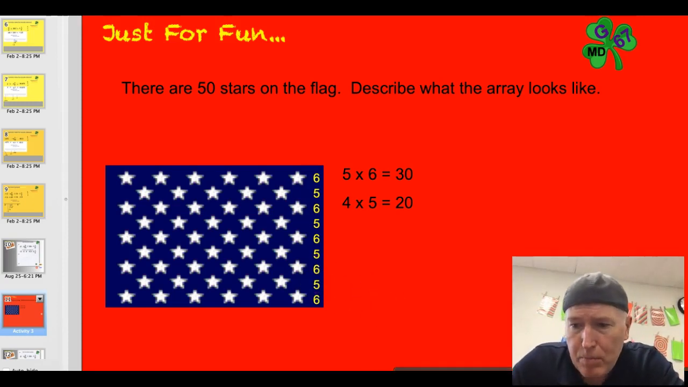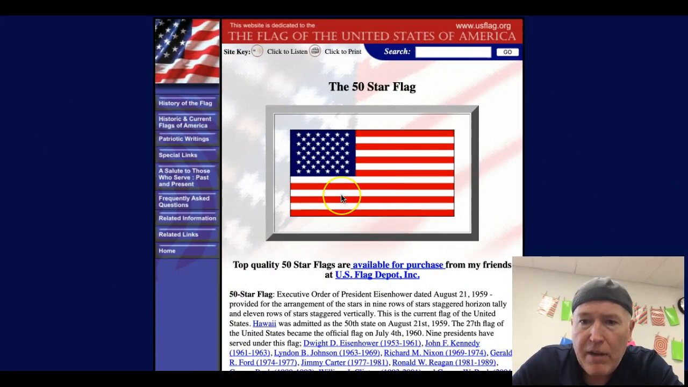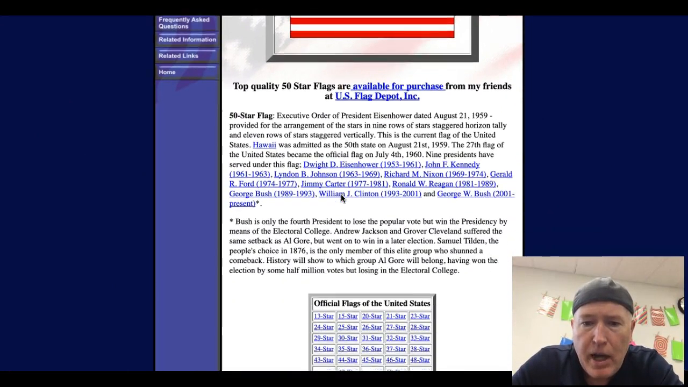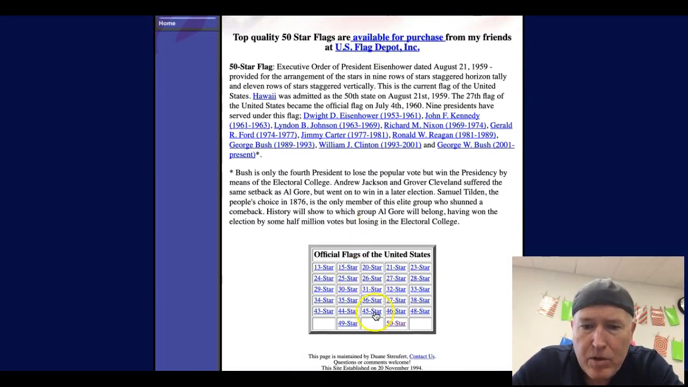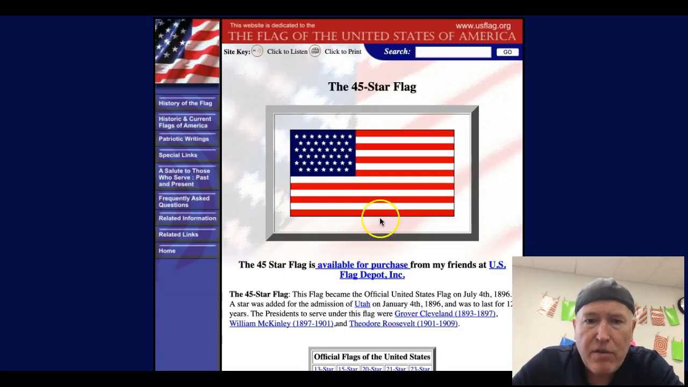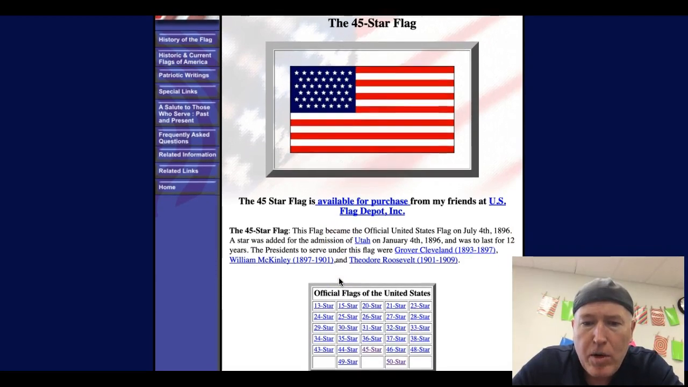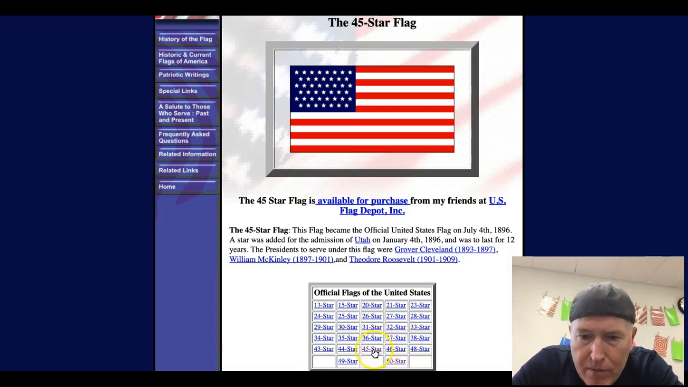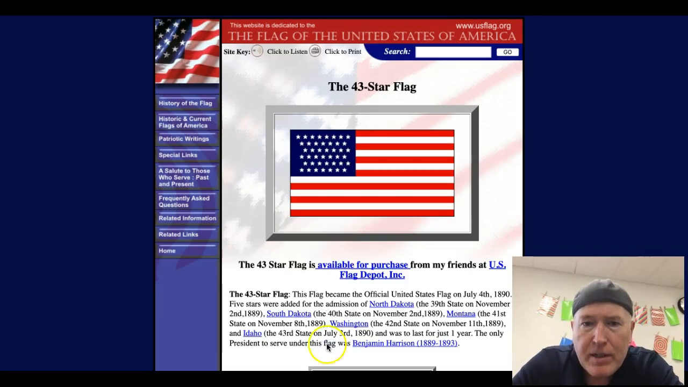Now, that's pretty simple, but I started thinking, what about some of the other oddball flags? So I found this cool website, and look at some of these. Like, look at the 45 star flag. A little goofy. Look at the array, and I'm not going to count them out. You can check it out yourself. But how about the 43 star flag? That's kind of goofy. Look at how it's kind of empty over here. Never really thought about it before, have you?